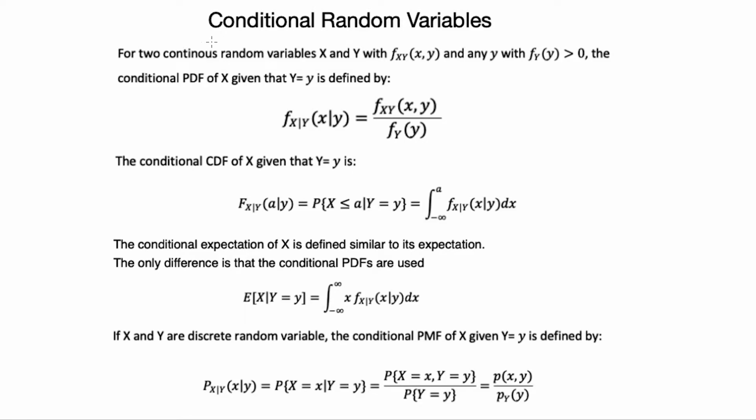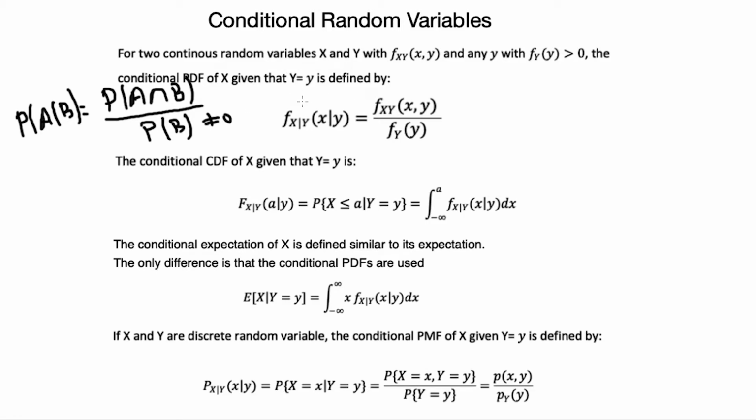So we'll start with the conditional random variables. We define the conditional probability of an event A given that an event B has occurred as, of course, the probability of the intersection of A and B over the probability of the event B, and of course this must be not zero.